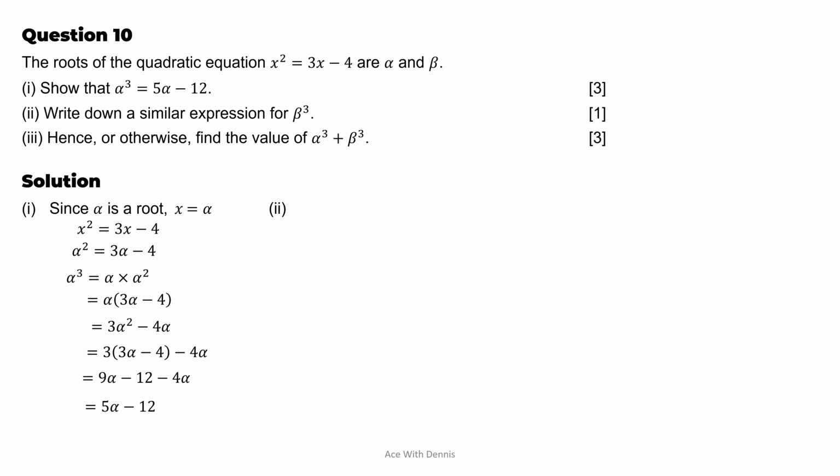For part 2, to get our beta cubed is very simple. Just take the answer of part 1, and substitute the alpha to be beta. Therefore, it becomes beta cubed equals 5 beta minus 12.